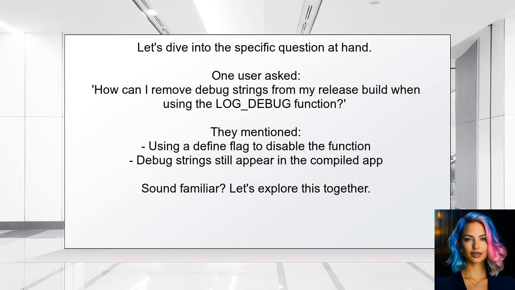Let's dive into the specific question at hand. One user asked, how can I remove debug strings from my release build when using the log debug function? They mentioned using a define flag to disable the function, but the debug strings still appear in the compiled app. Sound familiar? Let's explore this together.